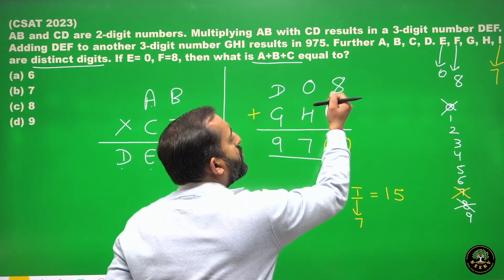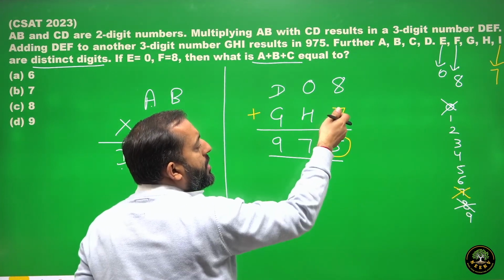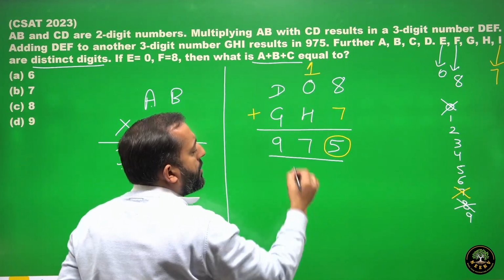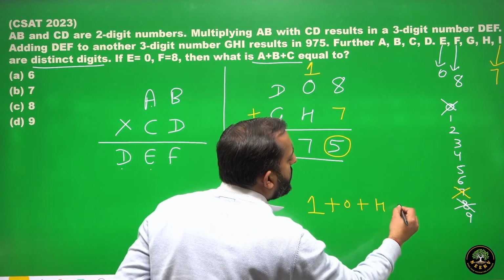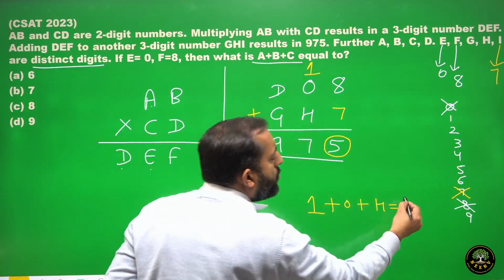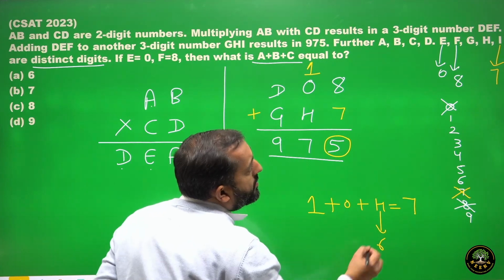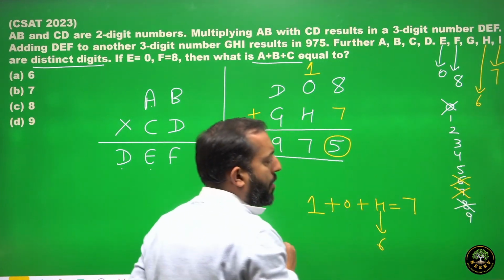So I is 7. Now 8 plus 7 is 15. We're going to write down 5 and 1 will be the carry for the next step. Now in the next step, 1 plus 0 plus H must equal 7, which is possible when H is 6. So we know the value of H also, it is 6. Done.